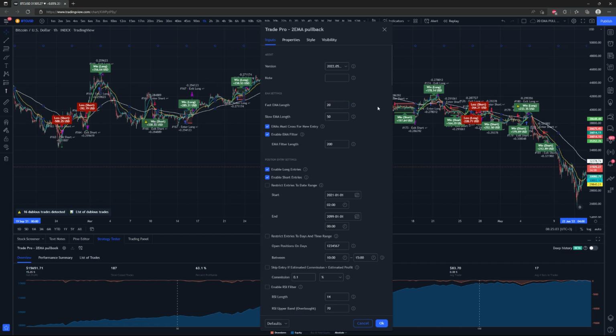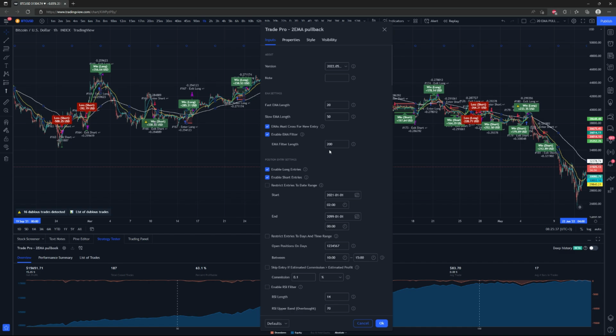Okay, and then another thing here is the EMAs must cross for a new entry. I have turned this on, and essentially if enabled, this lets the strategy only open a single position per EMA cross. If you turn this off, it can enter into positions anytime that price pulls back into the 20 EMA, even if the 20 has not crossed over the 50 in between. So right now it's just entering one time per cross of the 20 and the 50. Hopefully that makes sense.